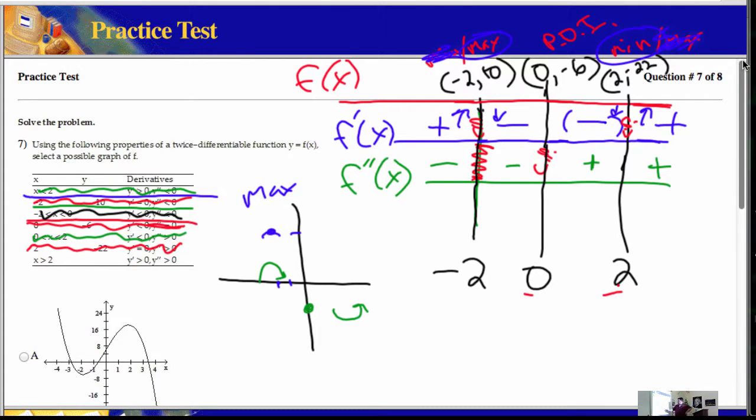So way down here at 2, -22, I've got a min, which means it goes like that. So my graph should look something like this. Right?